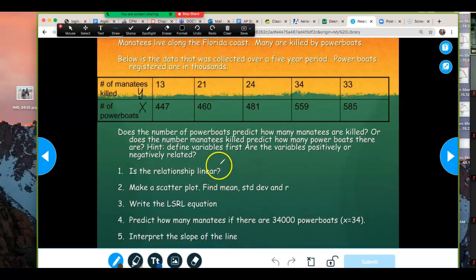So first of all, is the relationship linear? We're going to make a scatter plot with our calculator. So if we still have the data. If you don't, then enter the data into list 1. So powerboats, x. We always want x to be list 1 and y to be list 2. So again, stat, enter. List 1 is all your x values, your 5 x values. List 2 is your 5 y values.